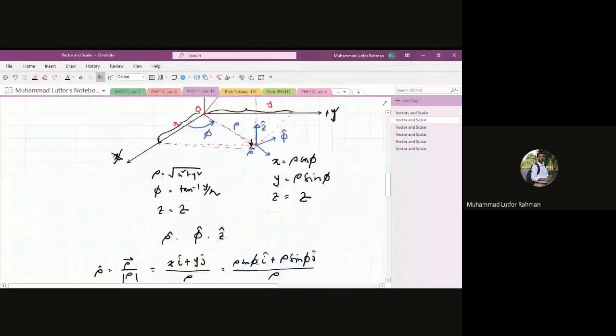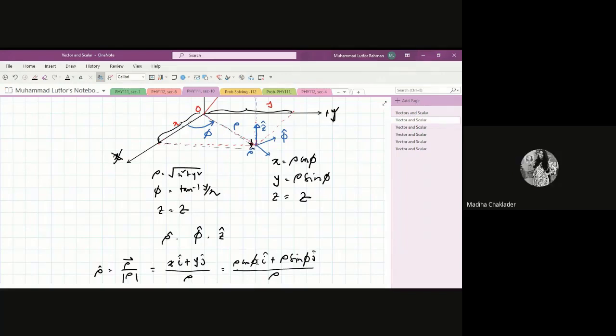No. Don't be afraid, guys. There will be no spherical and cylindrical coordinate system in your exam. We'll only talk about your polar and Cartesian coordinate systems. No cylindrical and no spherical coordinate system in this Newtonian mechanics.